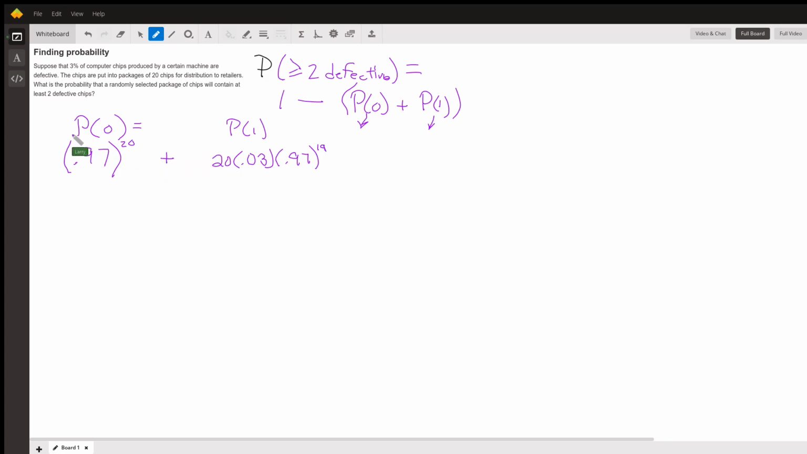So here we have the combined total of zero chips being defective and one chip being defective. And we're going to take one minus that. And that is the odds of two or more being defective. Let me write this out nicely.